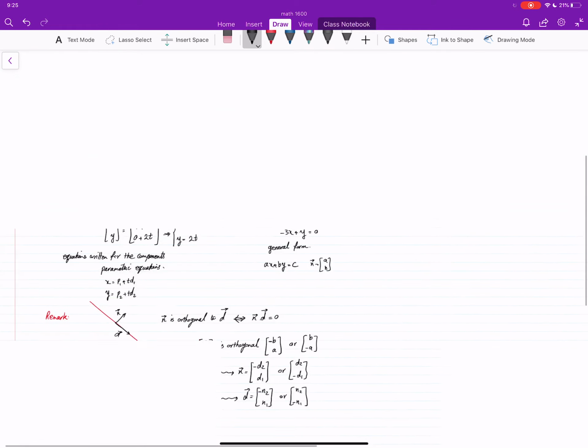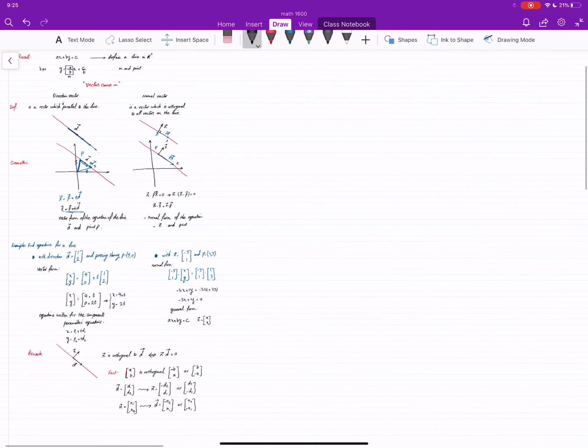Okay, a very quick summary. We saw that to write an equation for a line using vectors, there are two different approaches: one using a direction vector and the other using a normal vector. If you have a point and a direction vector, you can write the vector form of the equation. If you have a normal vector and a point, you can write the normal form. We did some examples, and we saw that if you expand these, you get two different forms: the general form and the parametric equations for the line. So in total, we have four forms for the equations of lines in R2.